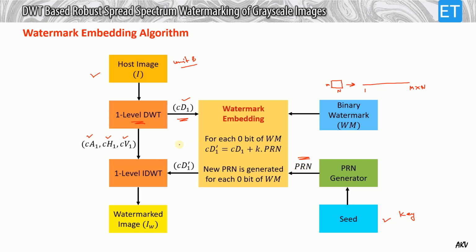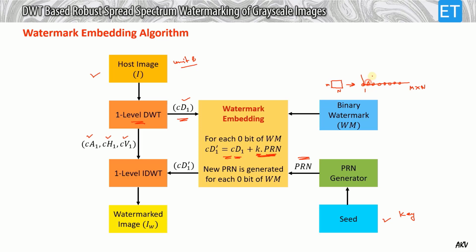Now we take each bit from this row vector of the watermark image. Let's say we take the first bit and check whether it is 1 or 0. If it is 0, then we do this operation: we add the pseudo random sequence PRN multiplied by k, which is some constant known as the watermark embedding strength. This multiplication k into PRN will be added to your diagonal detail coefficients like this.